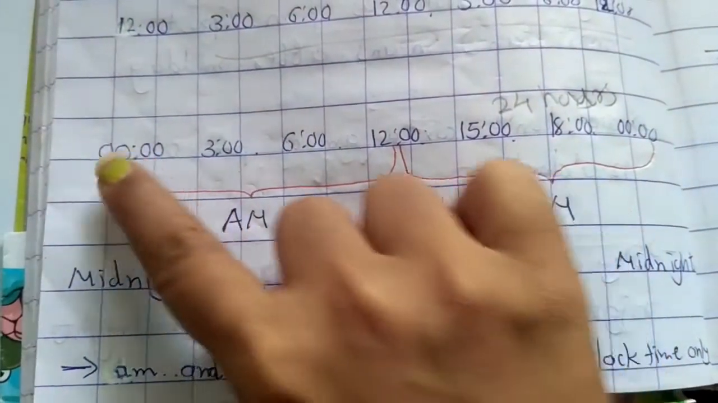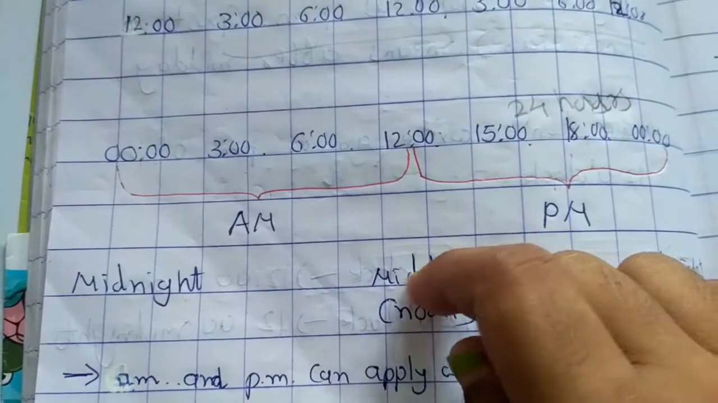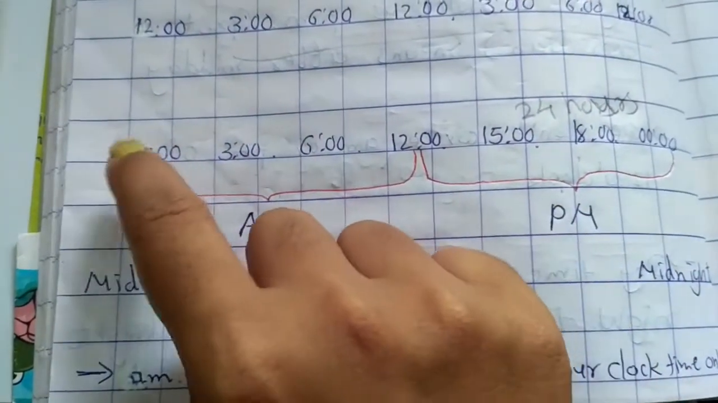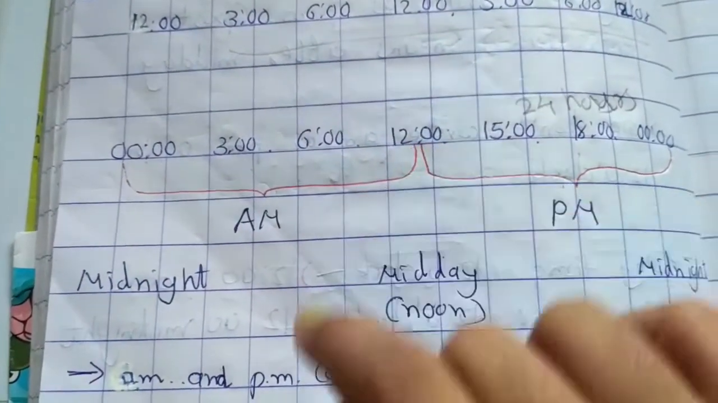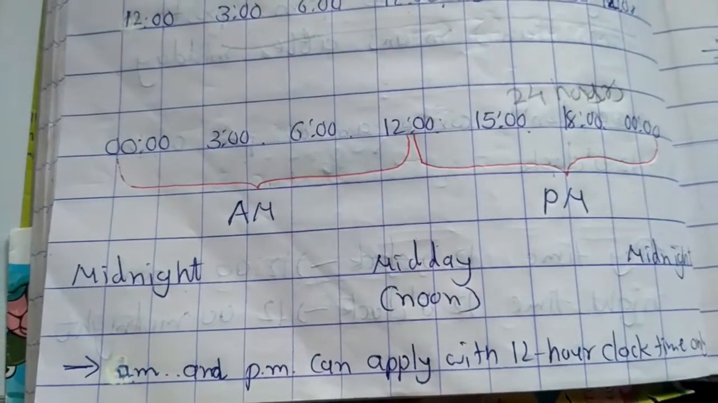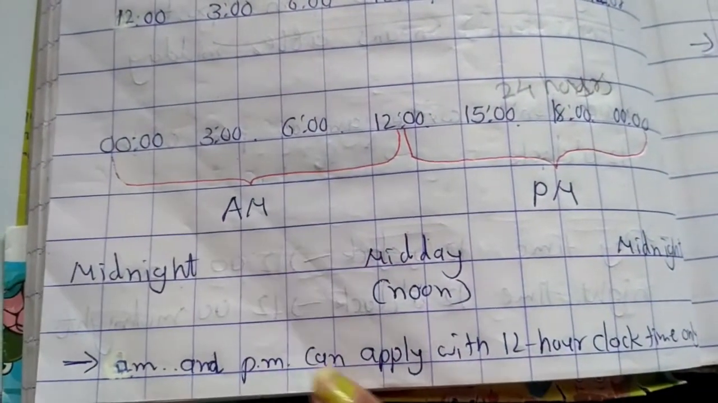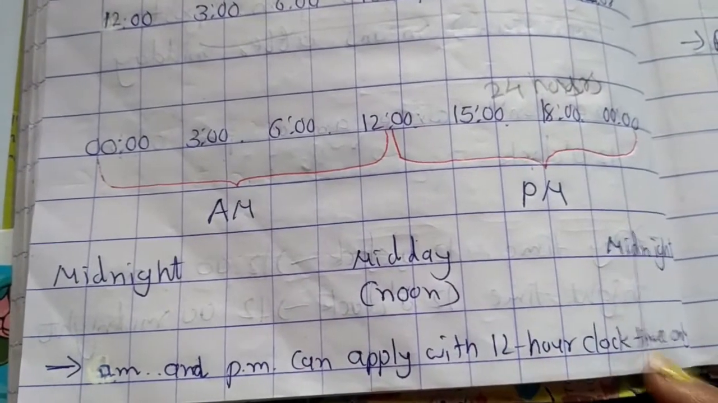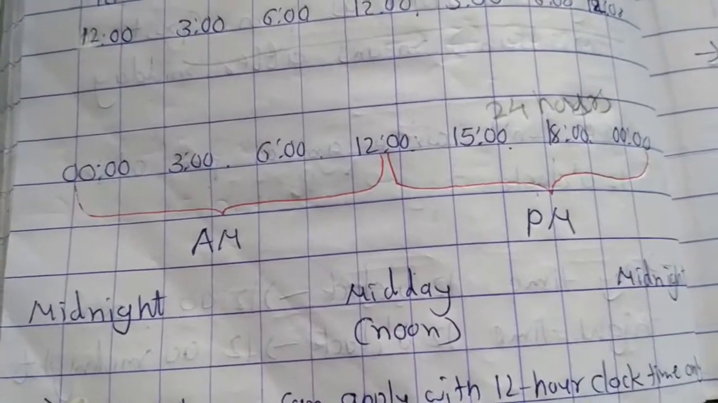Okay, so we will write down AM before the midday or before the noon, midnight to noon, and from noon to midnight we will write down PM. AM and PM can apply with 12-hour clock times only. That is for sure.